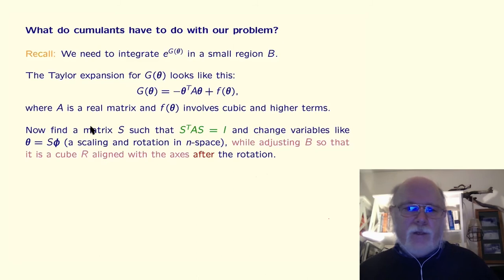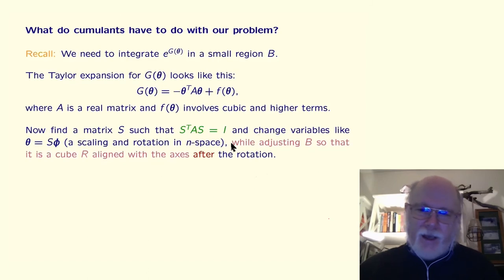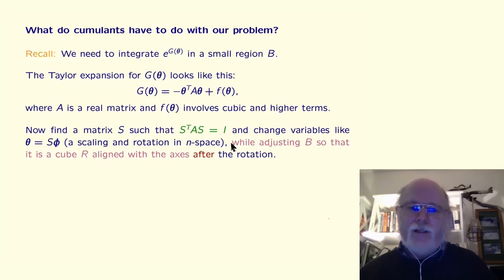So you change variables so that theta becomes S times phi. That's a scaling and rotation. And at the same time, you adjust the region of integration so that it's a cube aligned with the axes after the rotation. So you have to choose a little box that's not axis aligned to begin with, so that after you rotate it, it becomes axis aligned. And after you've done that, then the integral matches the theorem.